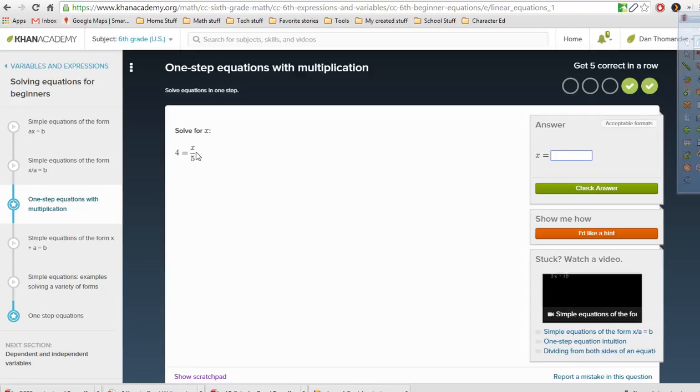Okay. Reverse. First I recognize that's dividing by 5. Then the reverse is multiply by 5. Keep it balanced. Times 5 here. So 4 times 5 is 20, and those 5s will cancel. So the answer is 20. Should be zipping through these.